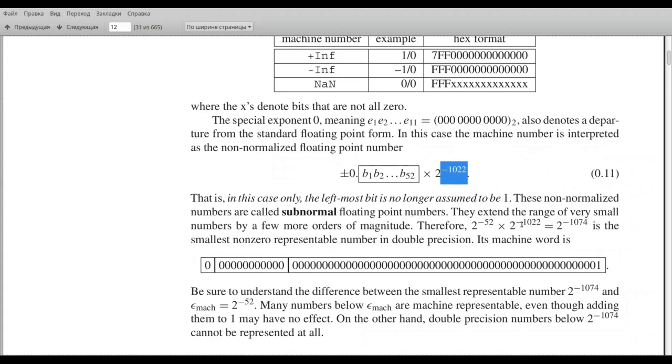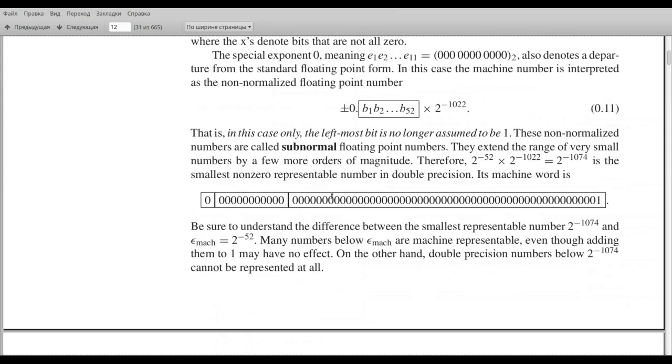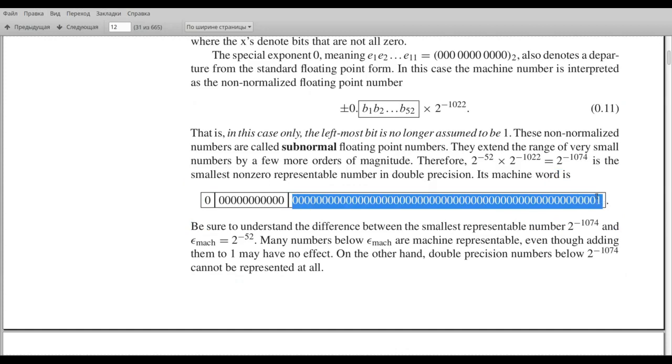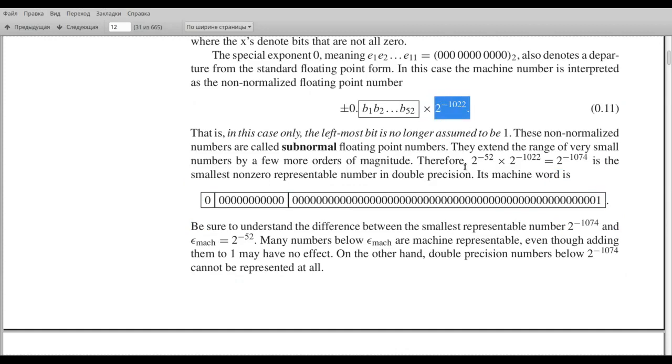This range allows us to extend the smallest numbers which we can represent by a few more orders of magnitude. This is why the smallest number which we can represent using double precision is this one. So this is the representation. Pay attention: sign can be plus or minus, doesn't matter. Here the exponent is all zeros, which means that we use this particular representation, right? And here we have our bits of the representation, and we remember that they are multiplied by 2 to the predefined power.